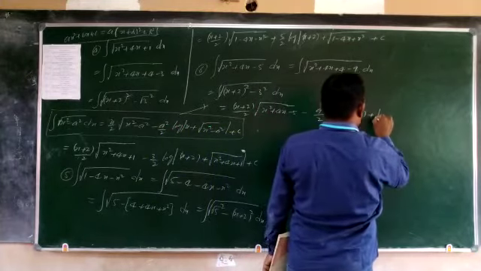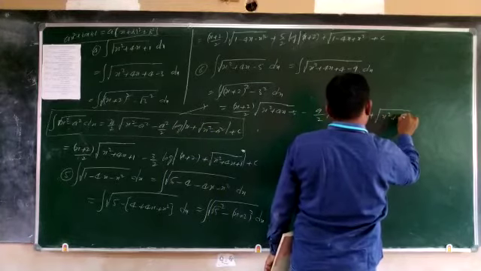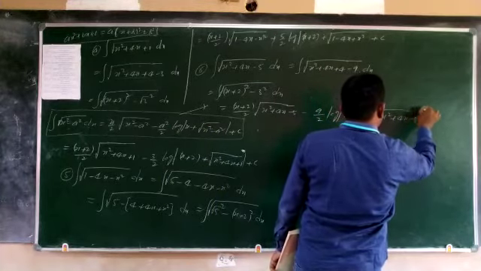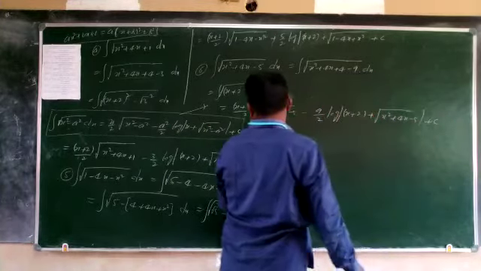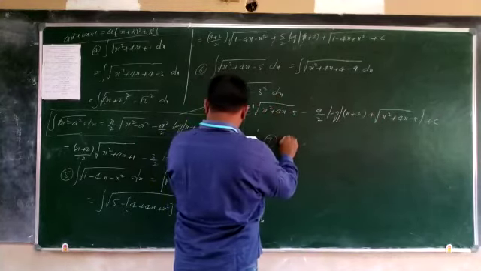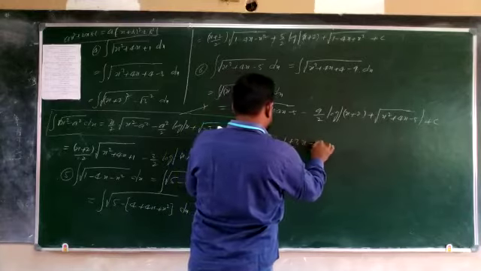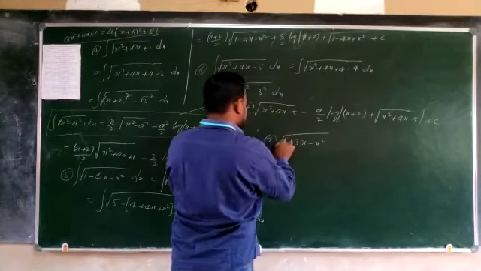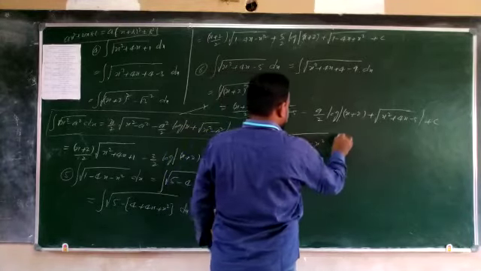Next to plus the question only. What is the question? x square plus 4x minus 5, plus 6. Very easy questions. Next to seventh question: 1 plus 3x minus x square under root. Integral we need to find.